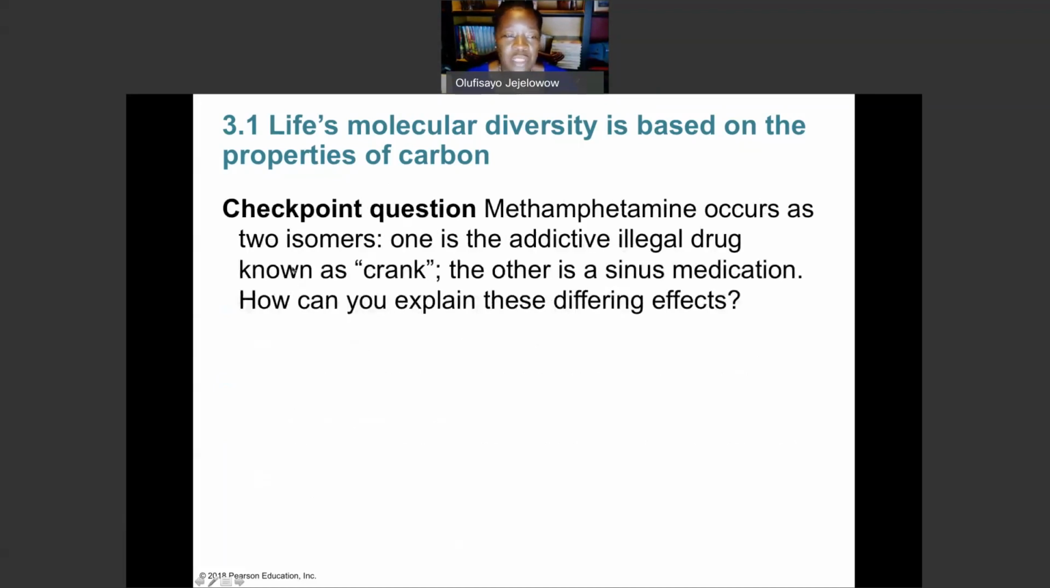So checkpoint question here. Methamphetamine occurs as 2 isomers. In one form, it is an addictive illegal drug known as crank. And in the other form, it's used as sinus medication. So how could you explain these different effects? Think in biology, structure always follows function. So by changing the structure of the molecule, you change the function. So remember your checkpoint questions, answered, listed, and emailed to me. Thank you.